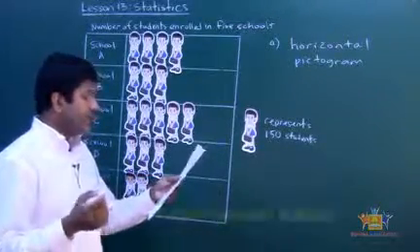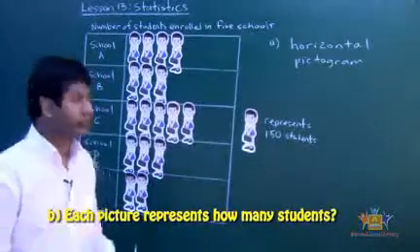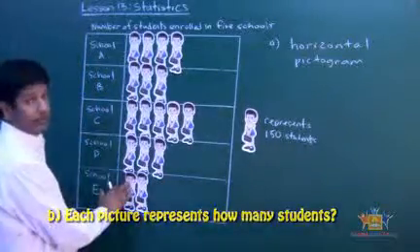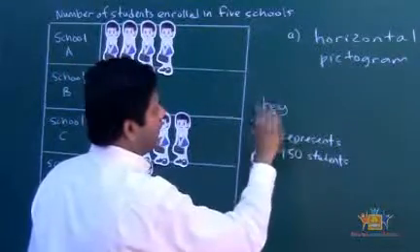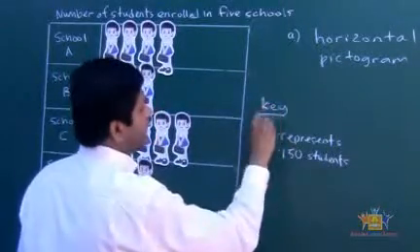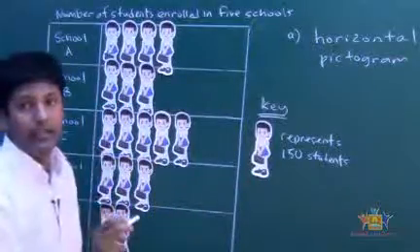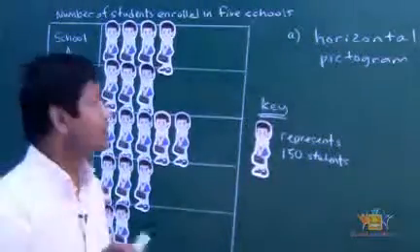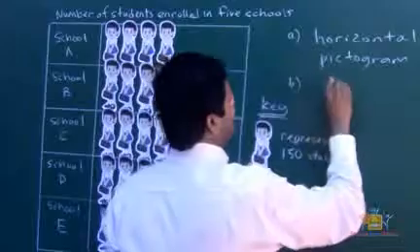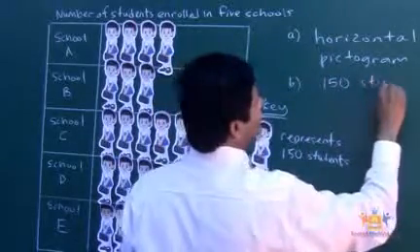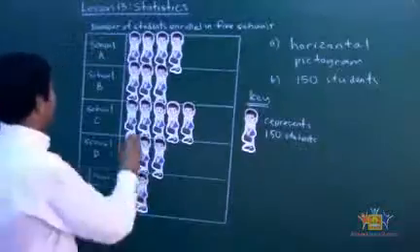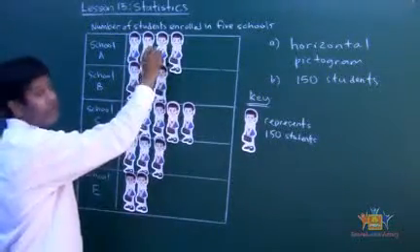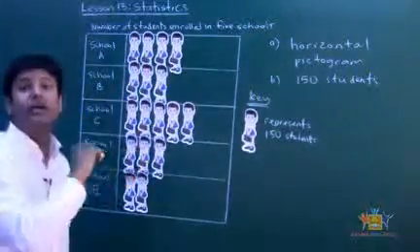Now B, each picture represents how many students? Right there, you look at the key. This is called the key. Each picture represents 150 students. So B will be 150 students. This is where you find it. That means this is 150, 150, 150, 150, not 4 students.